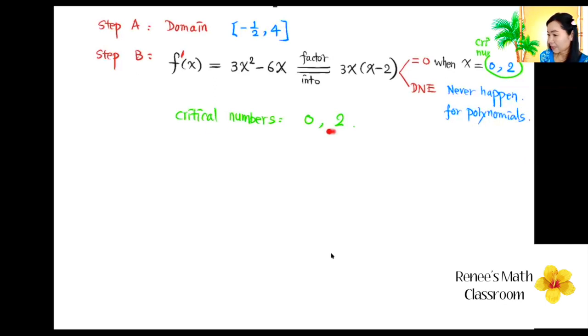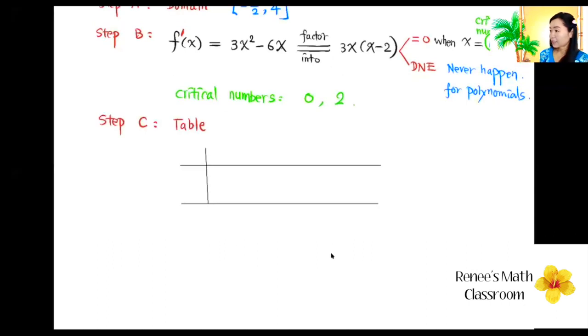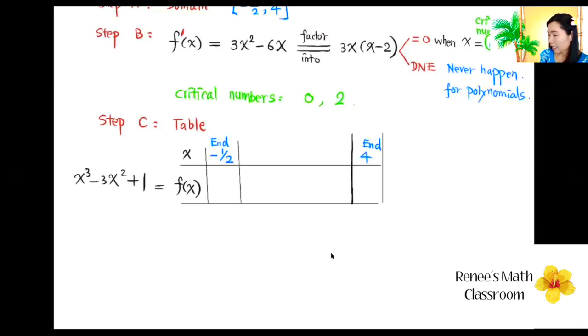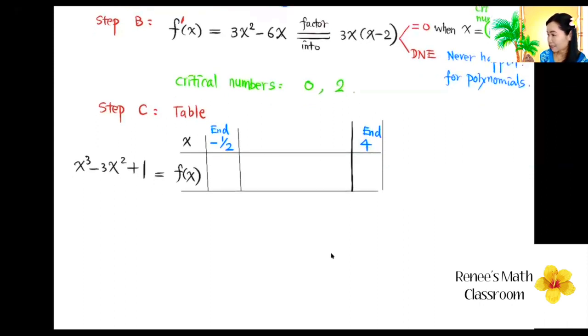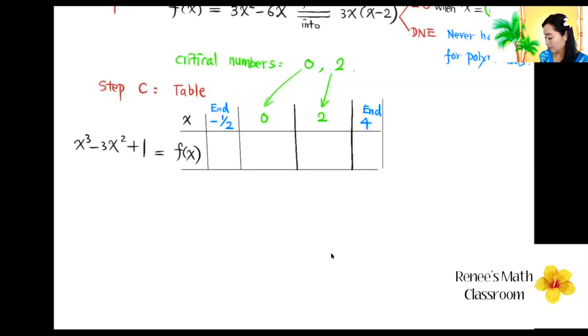You found the critical numbers, and then step C is to draw a table. This table will have 2 rows: the first row for x, the second row for the function value f of x. Now you put the 2 endpoints at the two ends. This end is negative 1/2, the other end is 4. Then you put the critical numbers in between, and then you find the corresponding function values.